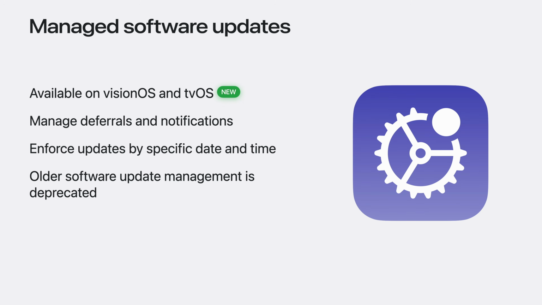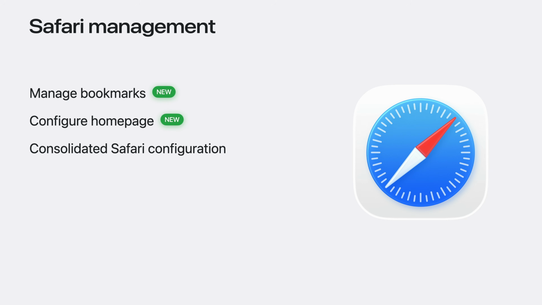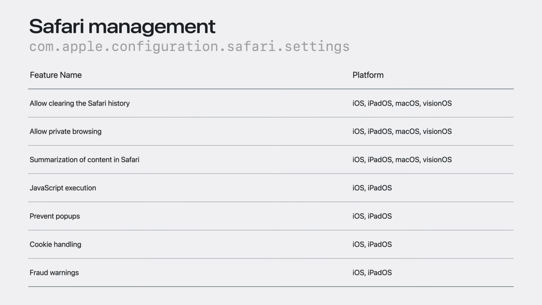With the transition to Declarative Device Management complete across all our platforms, we're announcing the deprecation of the older software update management using MDM, meaning that it will continue to work, but it will be removed in a future release. Next, Safari management continues to evolve using a new declarative configuration to manage bookmarks and the ability to set a default homepage. This means that your employee or school portal will be the first thing your users see in a new tab or window. We also took this opportunity to consolidate the Safari settings that are currently managed in the restrictions payload, meaning that all Safari management is now available in Declarative Device Management.